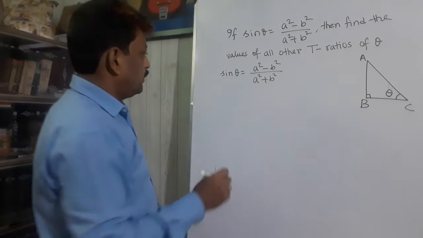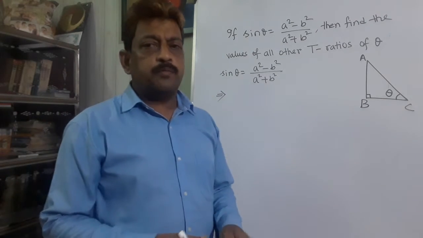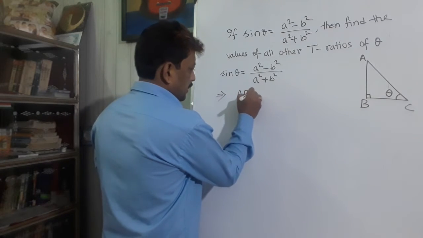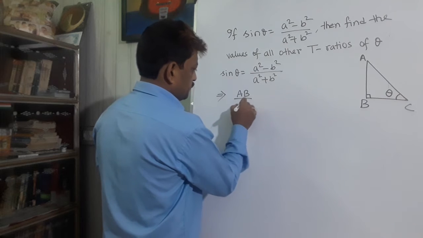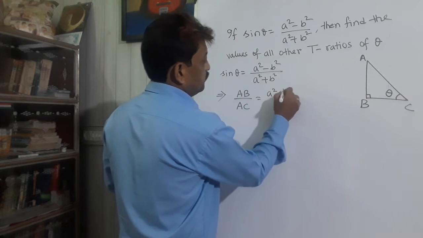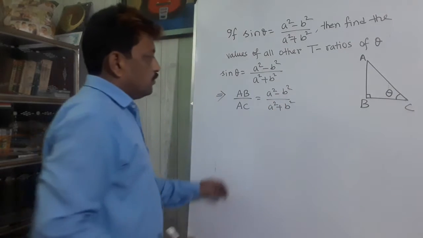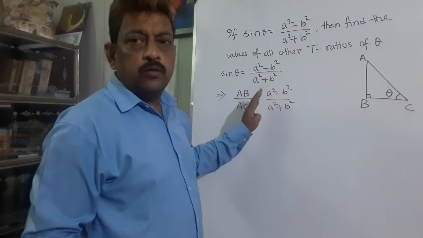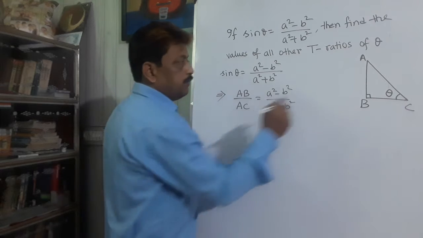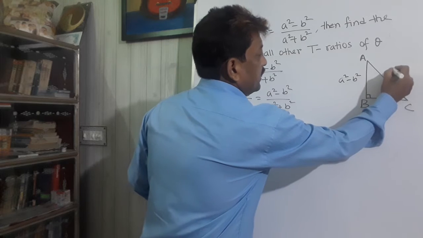As we all know, sin theta means perpendicular upon the hypotenuse. So perpendicular here is AB and hypotenuse is AC. So AB upon AC is equal to (a square minus b square) by (a square plus b square). Since no numerical values are given in the ratio, we can take AB as a square minus b square and AC as a square plus b square.